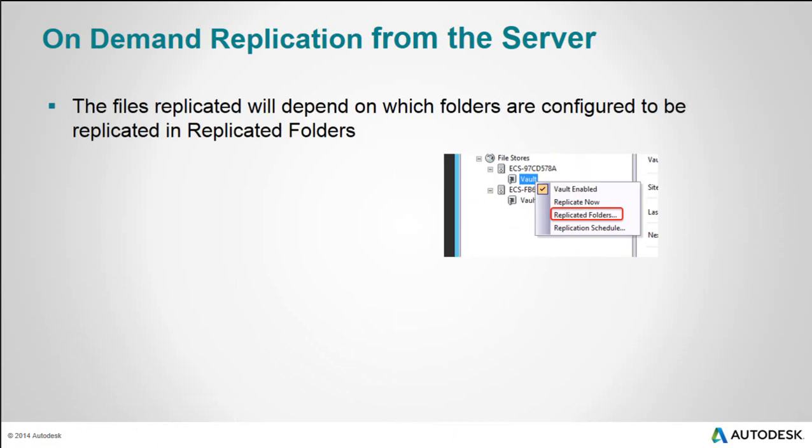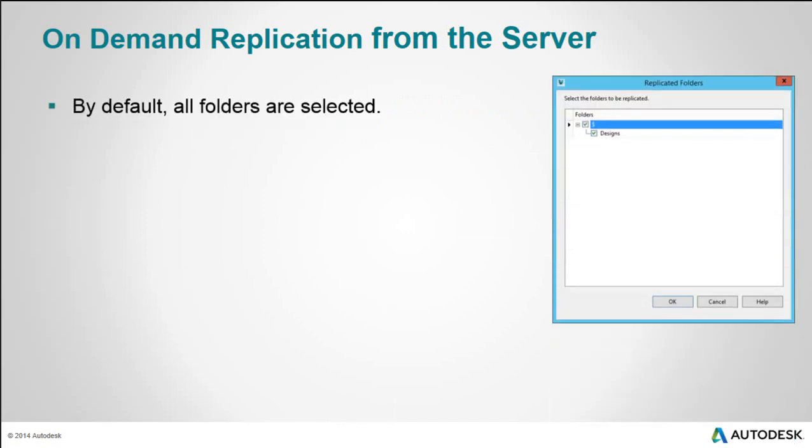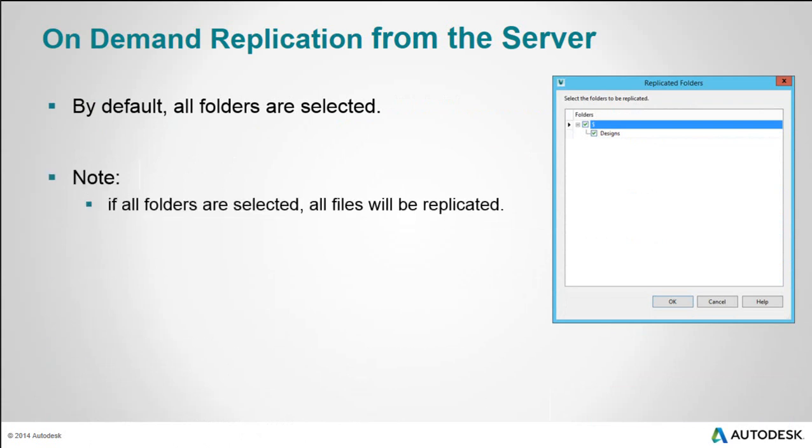The files replicated will depend on which folders are configured to be replicated in replicated folders. By default, all folders are selected. It's worth noting if all folders are selected, all files will be replicated. Unticking a folder will not unreplicate files already replicated. Unticking a folder will not force the vacuum cleaner to start unreplicating files.